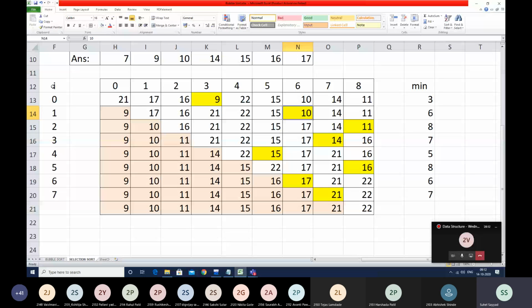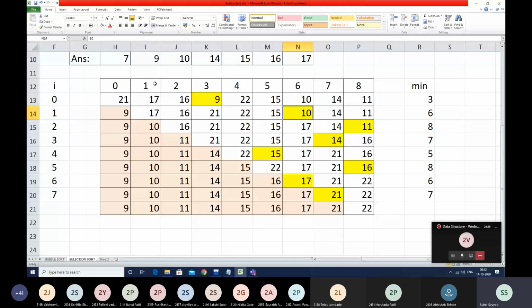What is the value of min in the first iteration? 3. So A of min is 9, which we swap with A of i. What is the value of i? It is 0. So A of 3 and A of 0 got swapped in our answer. In the second iteration, what is the value of min that we calculated? 6. So we swap A of min with A of i, so A of 6 with A of 1. That is nothing but 17 and 10 will get swapped.